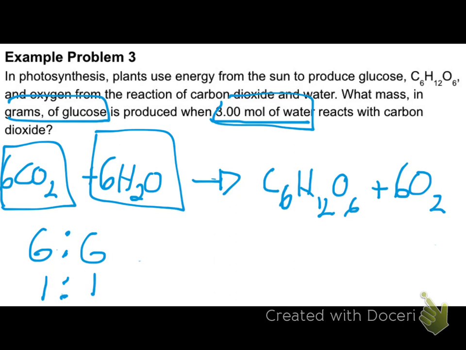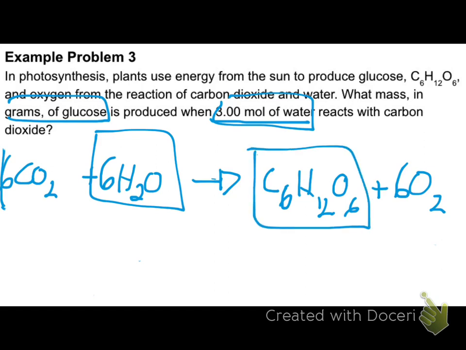So we're actually not going between, this is the wrong molar ratio then, because we're not going between water and carbon dioxide. We're going between water and glucose. So then if we look at that, here's glucose. So the molar ratio is actually 6 to 1. So let's keep that in mind then.